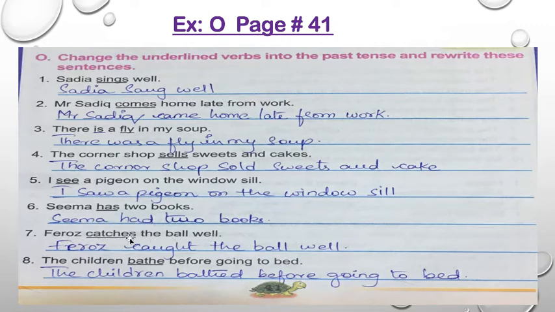Next, seventh one. Pharaoh catches the ball well. So catches is in present form, present tense, isn't it? So we have to change it into past tense. So Pharaoh caught the ball well. So catches will be changed to caught. Okay, underline caught. Next, the children bathe before going to bed. So bathe is in present form and we have to change this into past tense. So let us see, the children bathed before going to bed. Okay, so underline bathed because this is in the past tense.